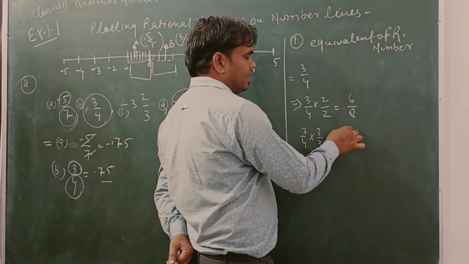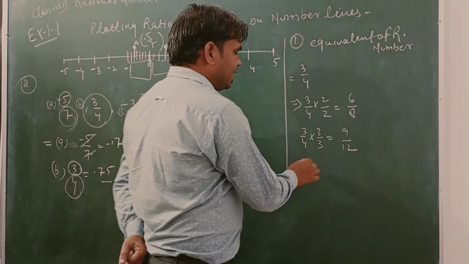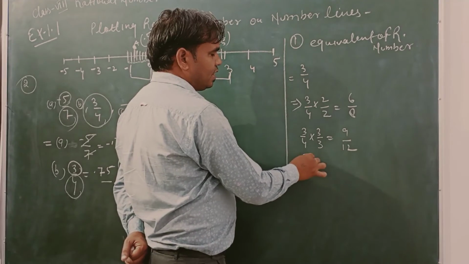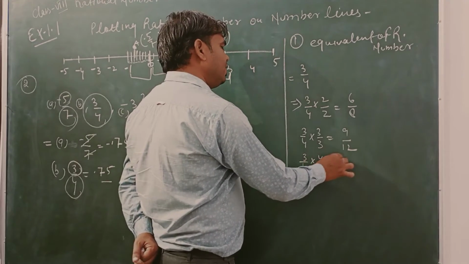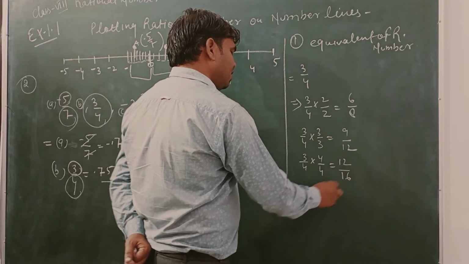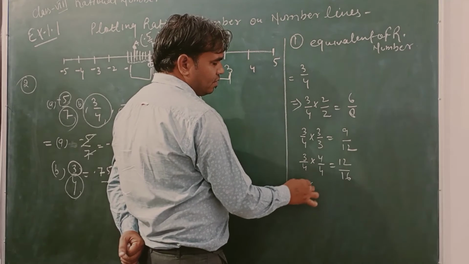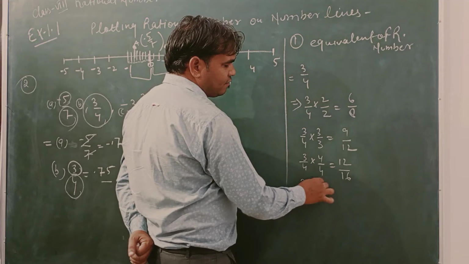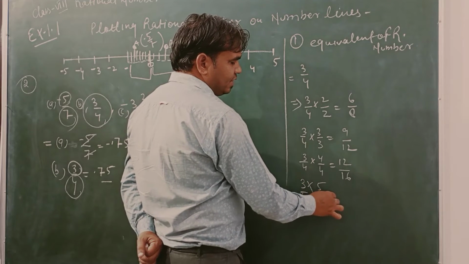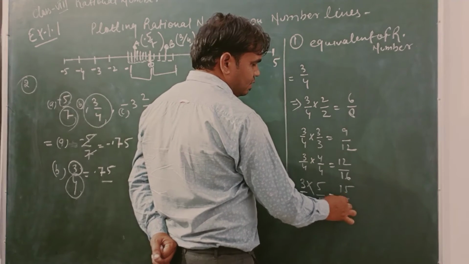So we find out here 9 over 12, and here we see 3 over 4 multiplied by 4 over 4. It means to say 12 over 16, and here you see 3 over 4 multiplied by 5 over 5. We see here 15 over 20.